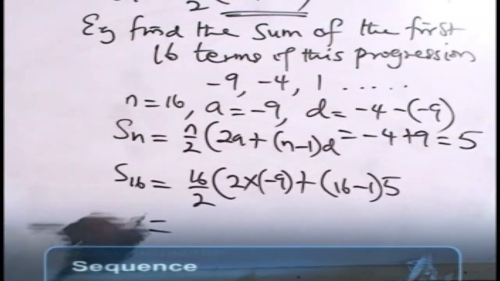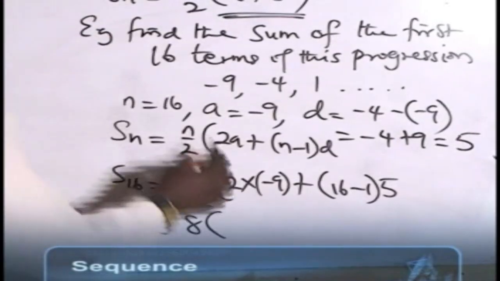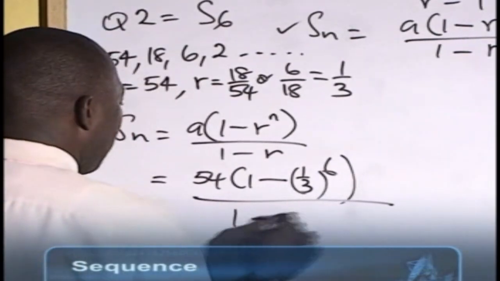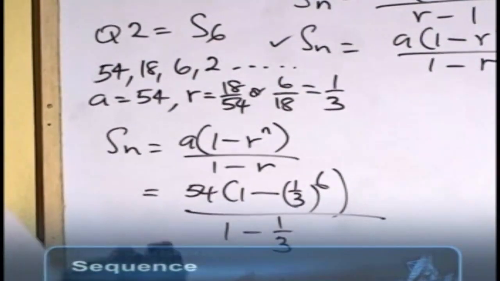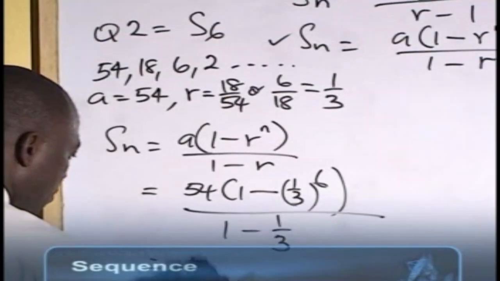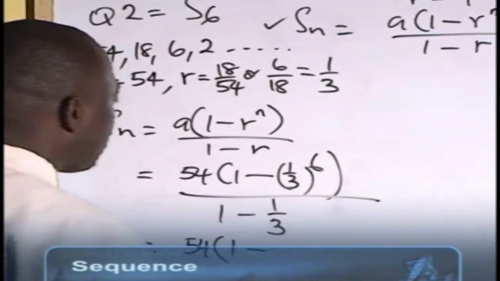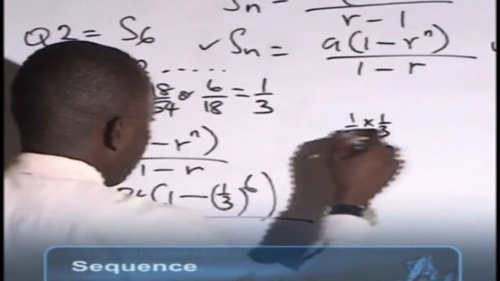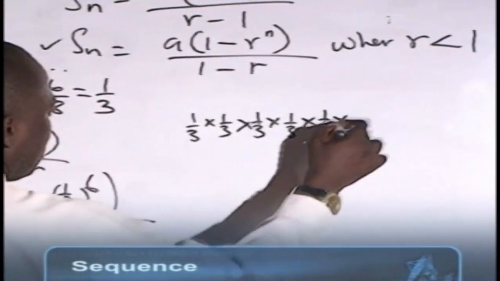If you work at it, 2 will go in 16 8 times. Open the bracket, 2 times -9 give 6 raised to power 6. Then you close the bracket, then over 1 minus 1 over 3, because the common ratio is 1 over 3. Then you move on to the next line. The 54 is still there. 1 minus 1 raised to power 3 in 6 places. That is, 1 over 3 times 1 over 3 times 1 over 3 times 1 over 3 times 1 over 3 times 1 over 3.